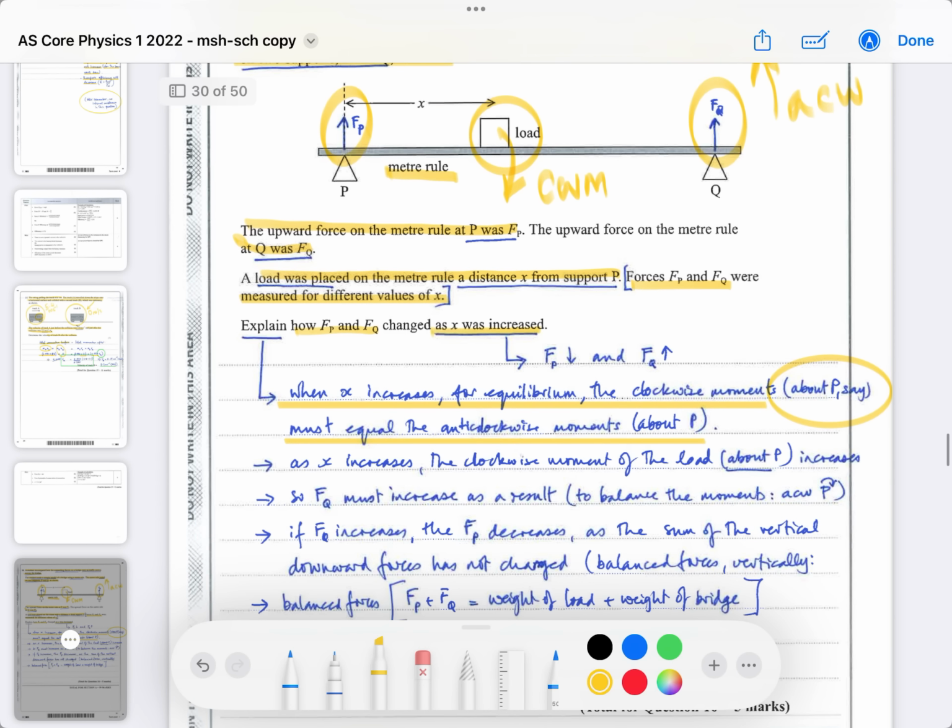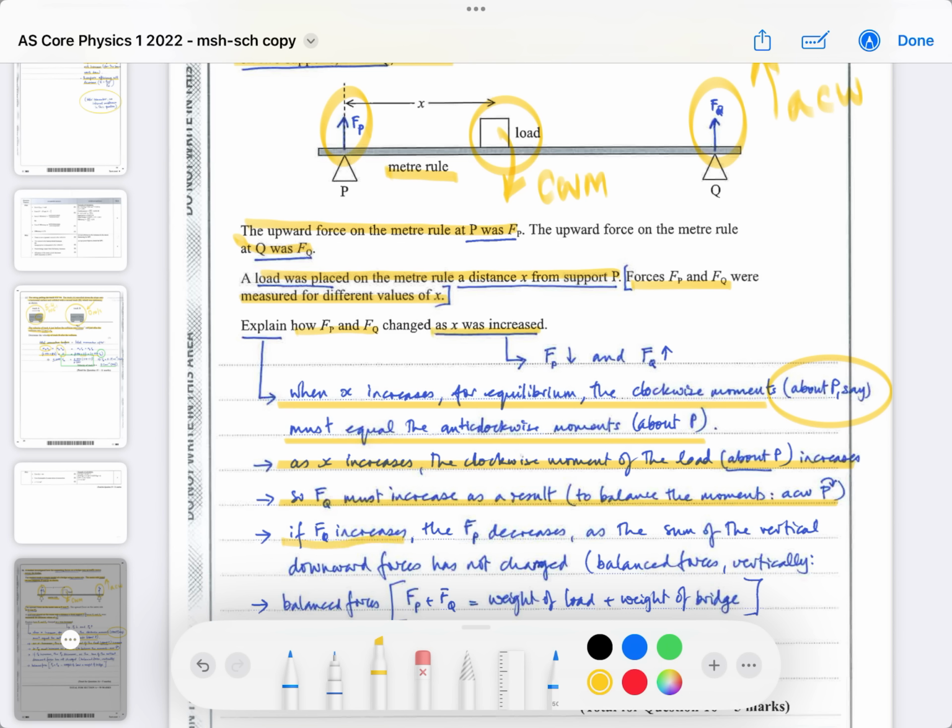Okay, so as x increases, I've said the clockwise moment of the load about P increases. So I should put this first. FQ must increase as a result to balance the moments anti-clockwise about P. So in other words, clockwise moments must equal anti-clockwise moments. I could have chosen my words a little bit more clearly.